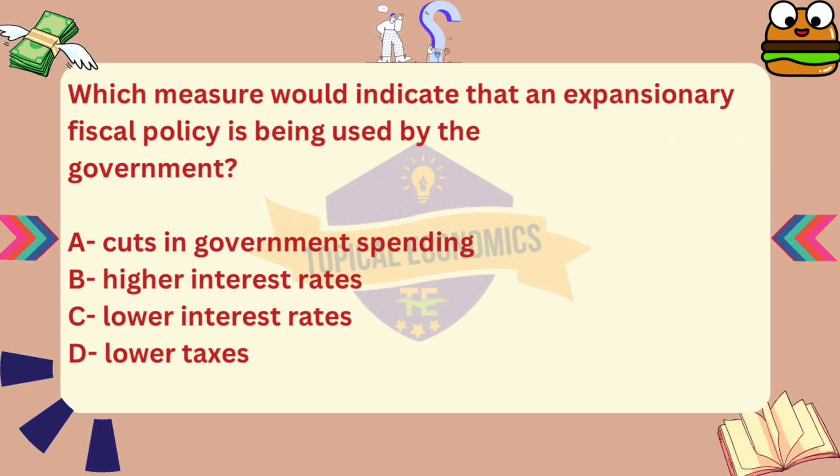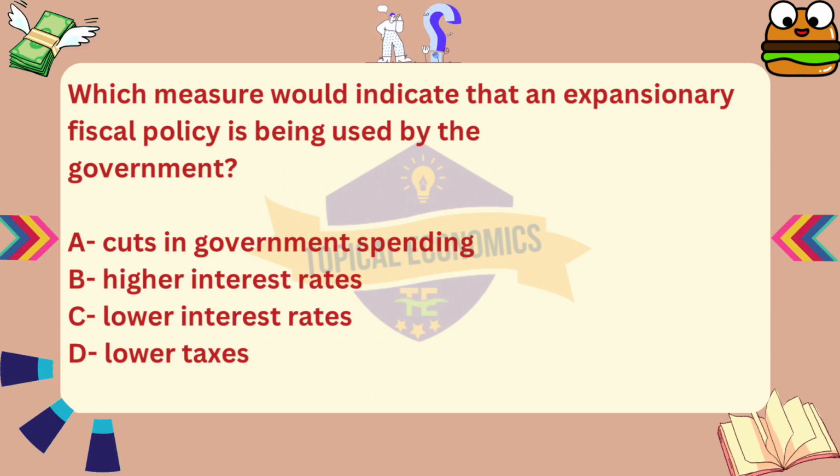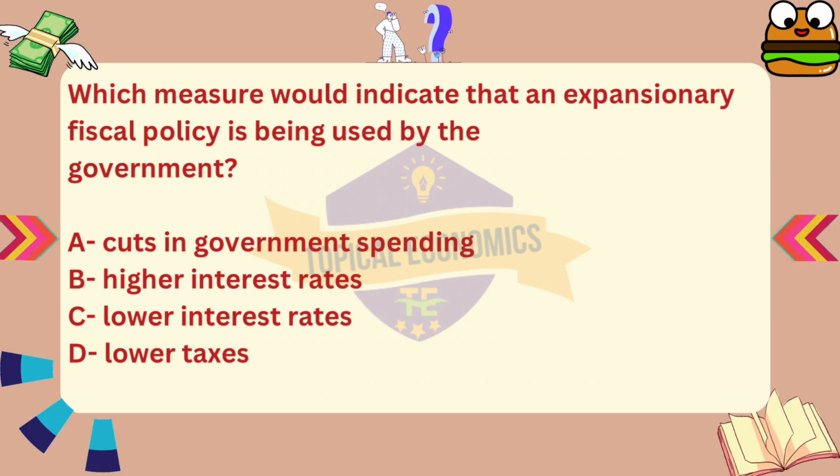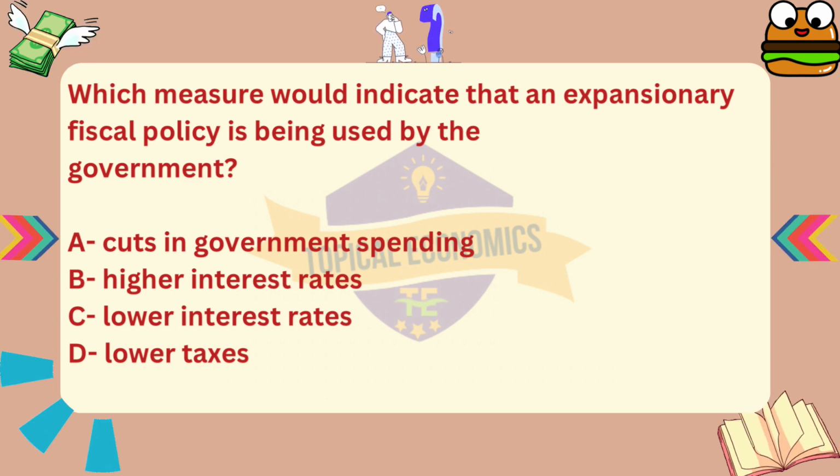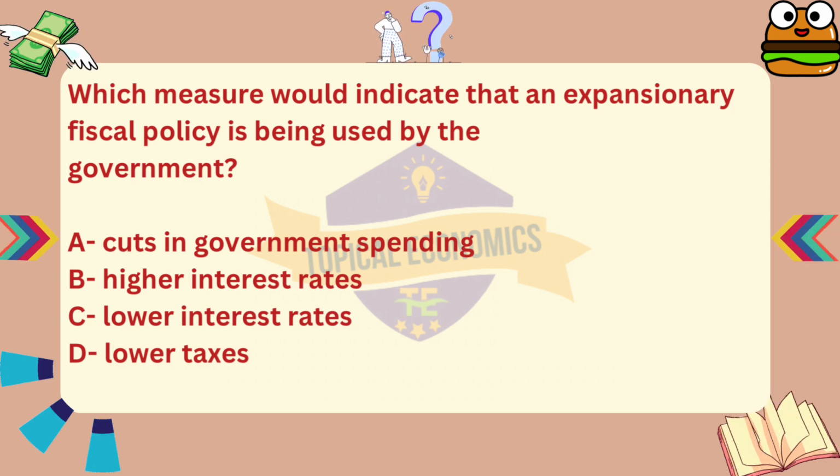Lastly, option C. Lower interest rates. While lower interest rates are part of expansionary monetary policy, they are not part of fiscal policy. Expansionary fiscal policy focuses on government spending and taxation.